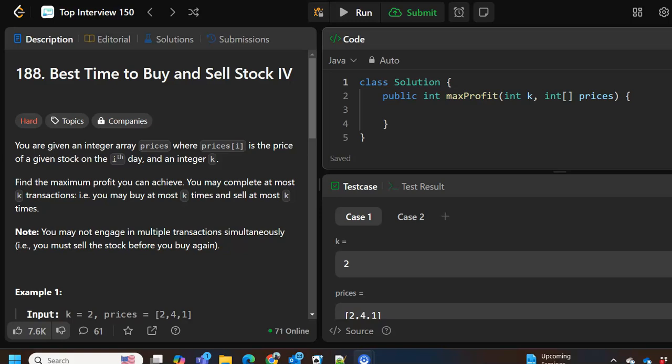It's very much like buy and sell stock 3, except that with 3, we had a maximum of 2 transactions. Now this one, it's a maximum of k transactions. If you're going to do this as a dynamic programming problem, potentially you can add the number of transactions as another dimension of the table. Now you have a 3D dynamic programming problem. We're not going to do it that way.